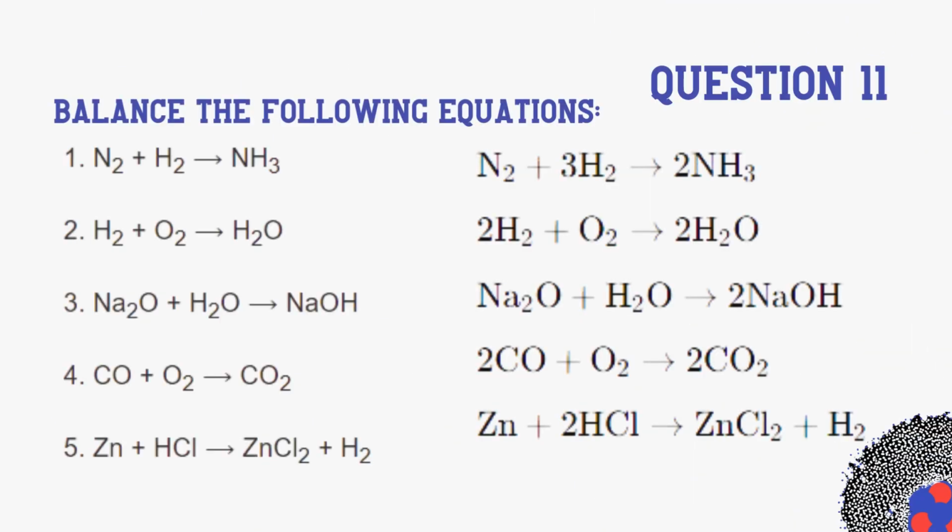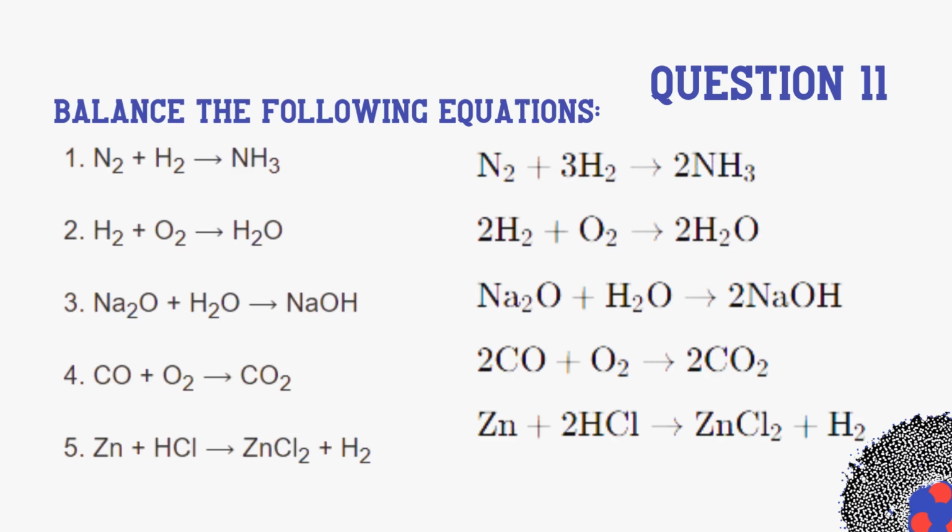Let's balance the following chemical equations step by step. Equation 1. Nitrogen gas reacts with hydrogen gas to form ammonia. The unbalanced equation is N2 plus H2 gives NH3. To balance it, we adjust the coefficients to ensure equal atoms on both sides. The balanced equation is N2 plus 3H2 gives 2NH3. Equation 2. Hydrogen gas reacts with oxygen gas to form water. The unbalanced equation is H2 plus O2 gives H2O. To balance it, we place a coefficient of 2 in front of H2O and H2. The balanced equation is 2H2 plus O2 gives 2H2O.